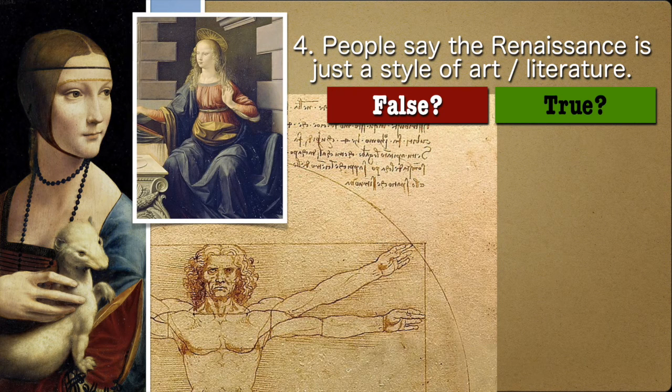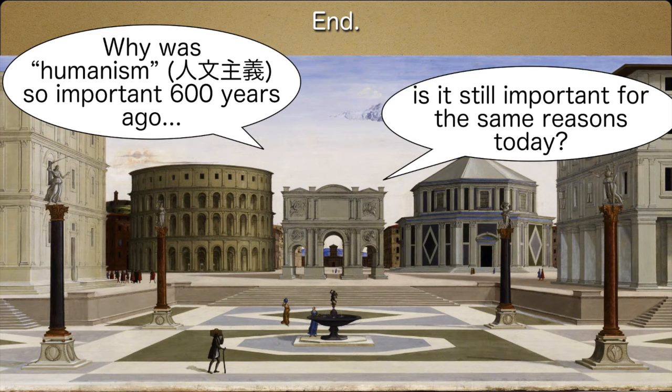People say the Renaissance is just a style of art or literature, and this is included even in the Chinese name, the idea that this is just about art and literature. The art is beautiful, but the main point of my lecture is to say no. The most important ideas do not have to do with art and literature. So yeah, this is also something to discuss with the students. Maybe the most important question. Why was humanism so important 600 years ago? Is it still important for the same reasons today?